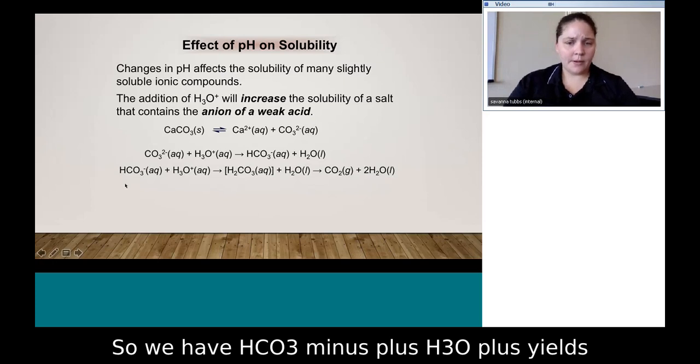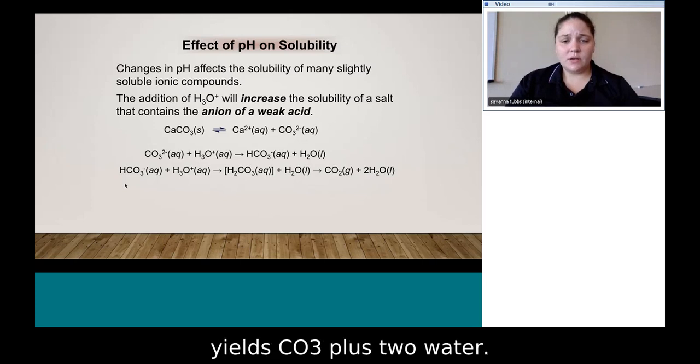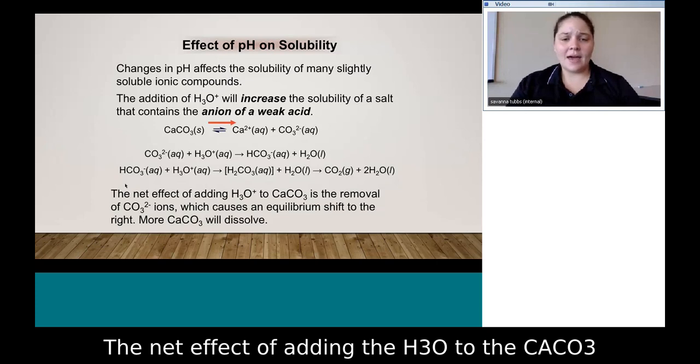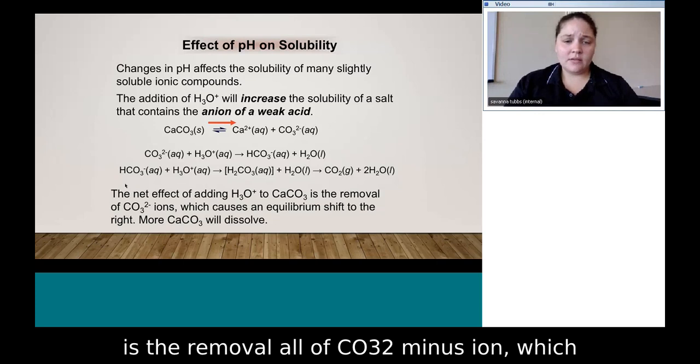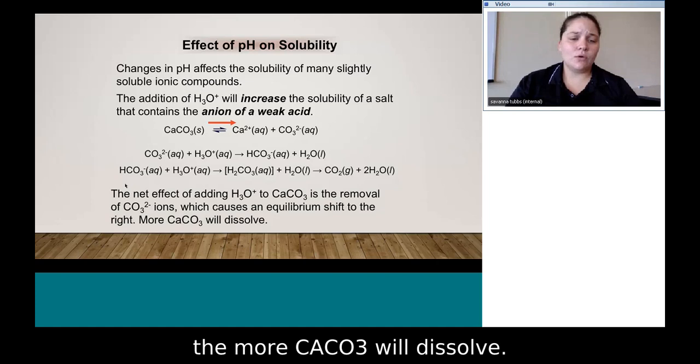So we have HCO3- plus H3O+ yields H2CO3 plus water, which yields CO2 plus 2 water. The net effect of adding the H3O+ to the CaCO3 is the removal of CO3 2- ions, which causes the equilibrium to shift to the right. So more CaCO3 will dissolve.